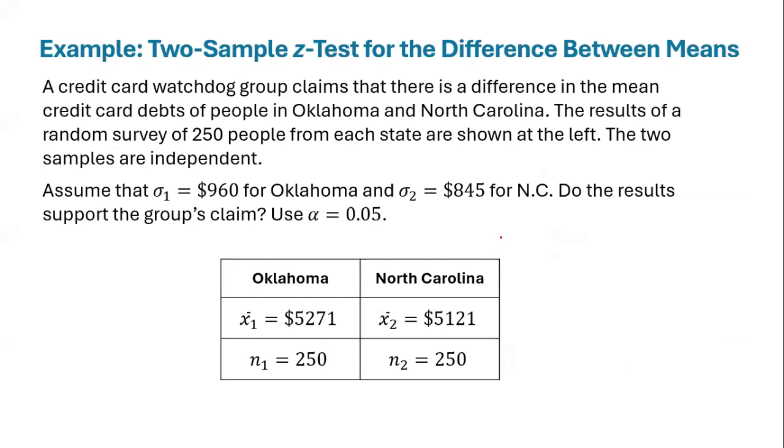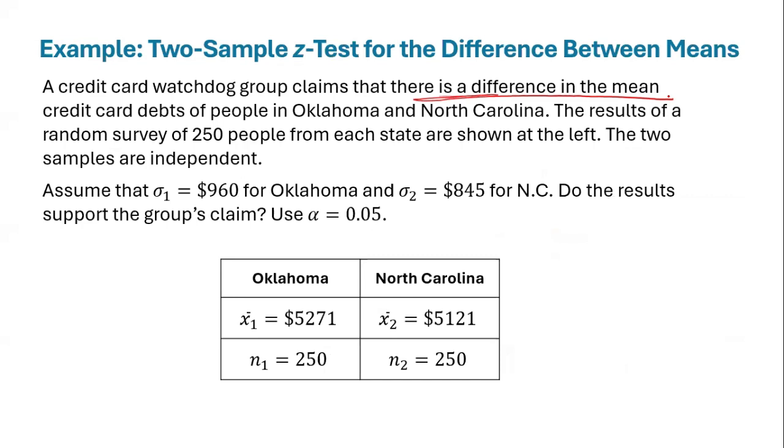The first example says a credit card watchdog group claims that there is a difference in the mean credit card debts of people in Oklahoma and North Carolina. So that's a claim. There is a difference in the mean. That means the means are not the same. That means mu1 and mu2 are not equal to each other.